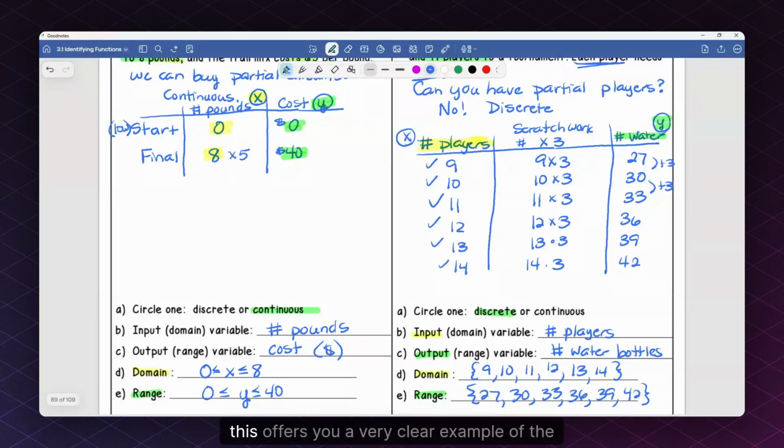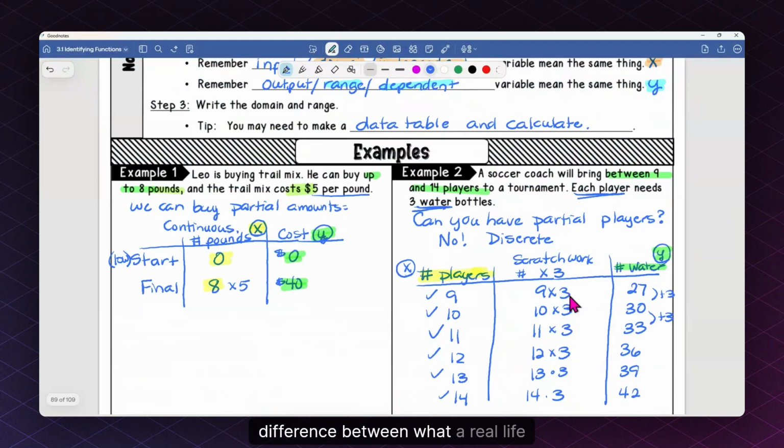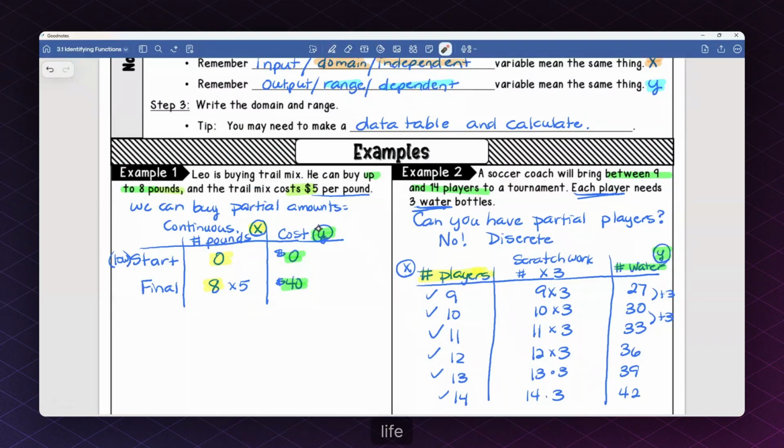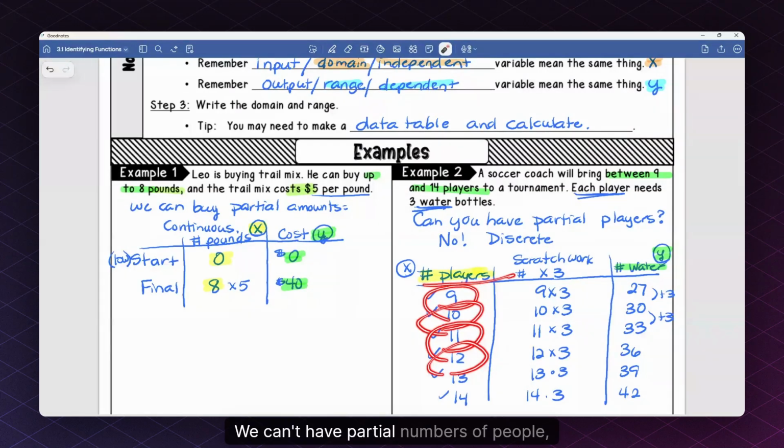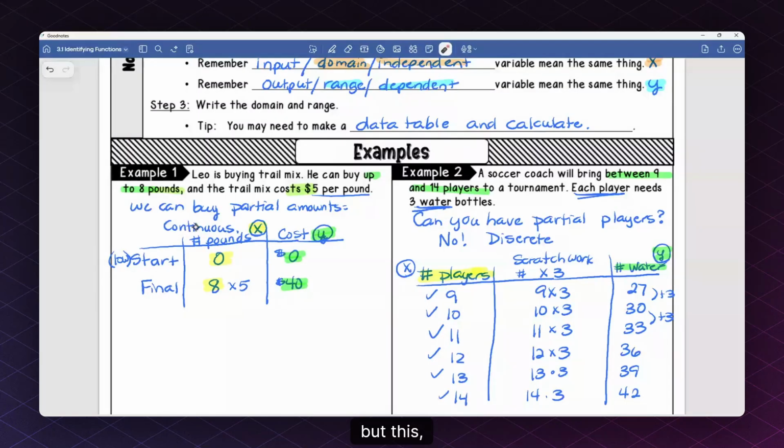So this offers you a very clear example of the difference between what a real life continuous function looks like and what a real life discrete function looks like. The discrete, we cannot have partial numbers. It would not make sense. We can't have partial numbers of people. But this, we can have partial numbers of pounds. The partial numbers are going to be continuous. The discrete is the absolute, like we can't break it up. It's just little points of data.